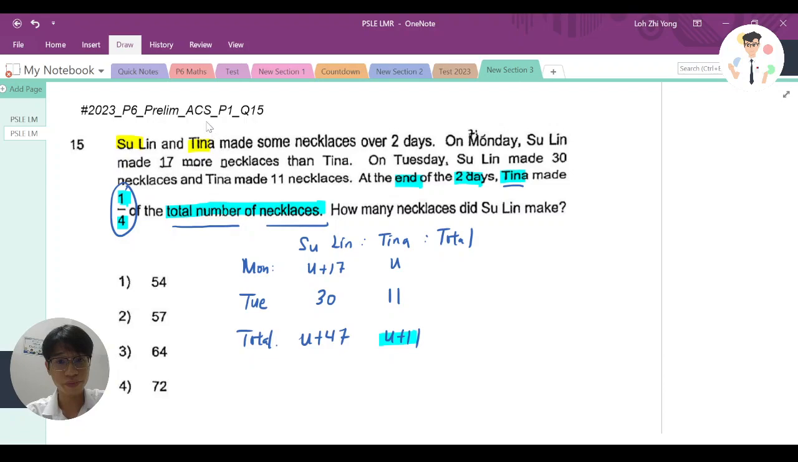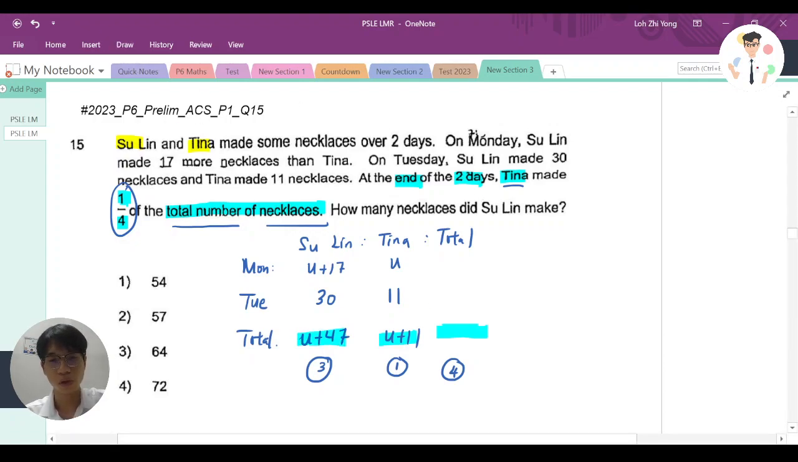Which means that this is 1, whereas the total is actually 4. And of course, the rest here would be 3, because 4 minus 1 is 3. Now, U plus 47 is 3 units, whereas U plus 11 is 1 unit. I want to find what U is, so I can multiply by 3 here and by 3 here.